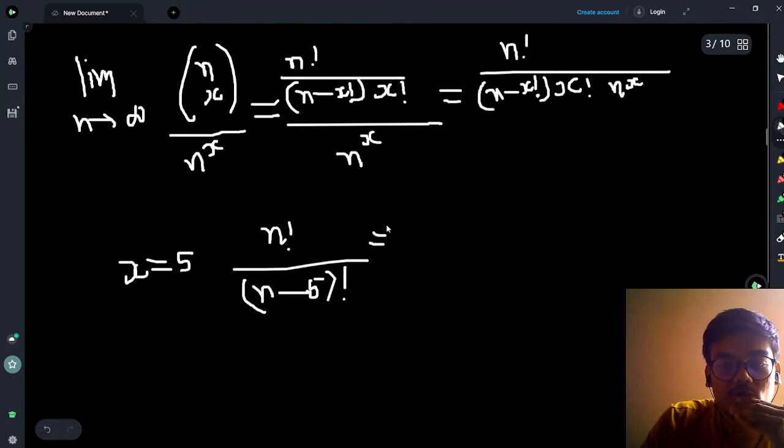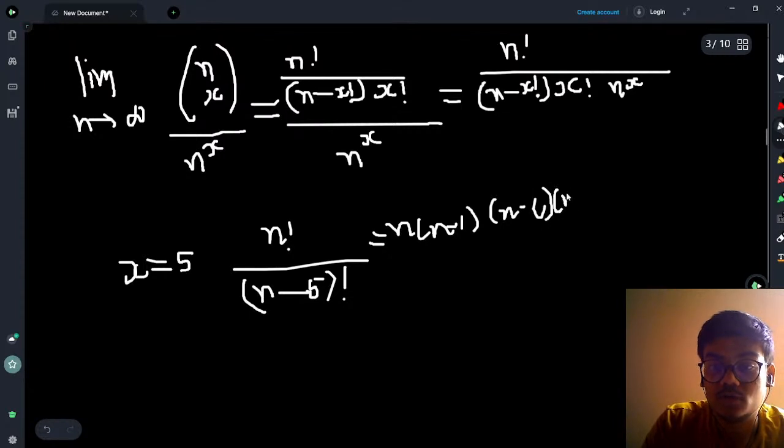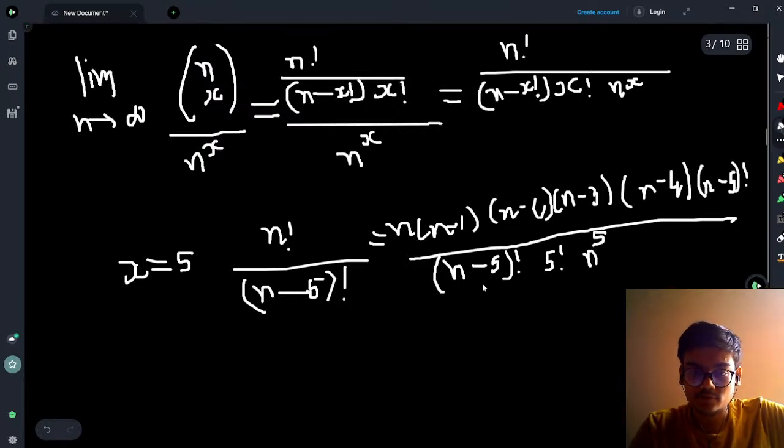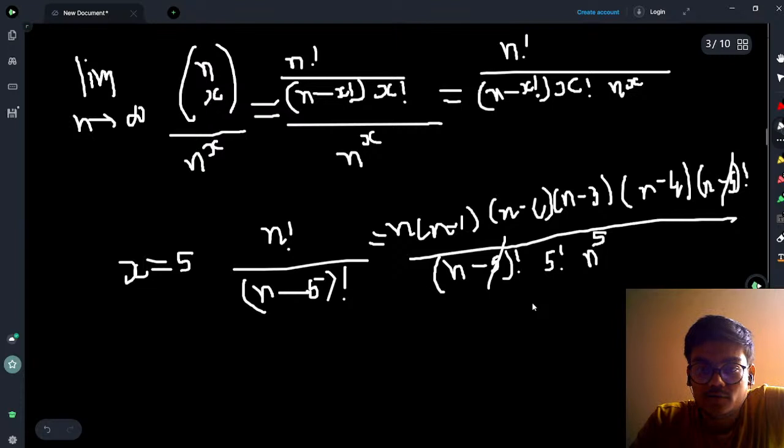So what can we do? We can write n minus 1, n minus 2, n minus 3, n minus 4, n minus 5 factorial. Can we write like this or not? Yes, we can write n minus 5 factorial, and what's the remaining thing? Here 5 factorial n raised to 5. So can we remove this and this? Yes, the same thing we can apply in the above equation.